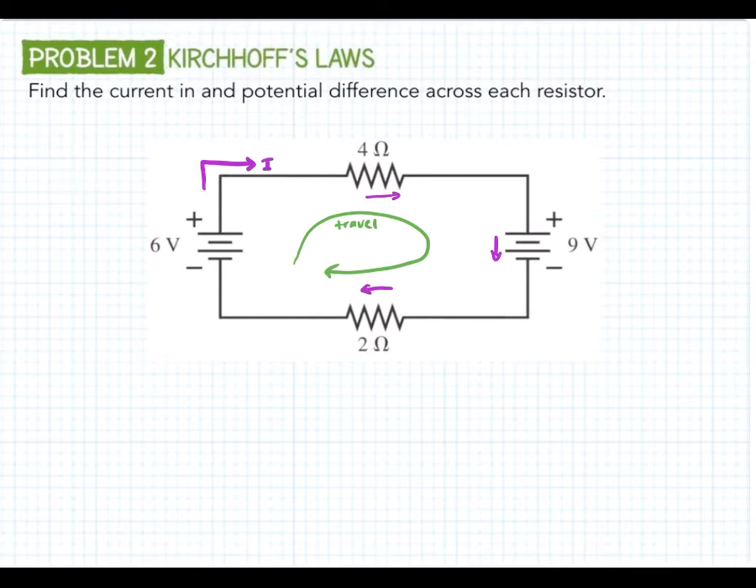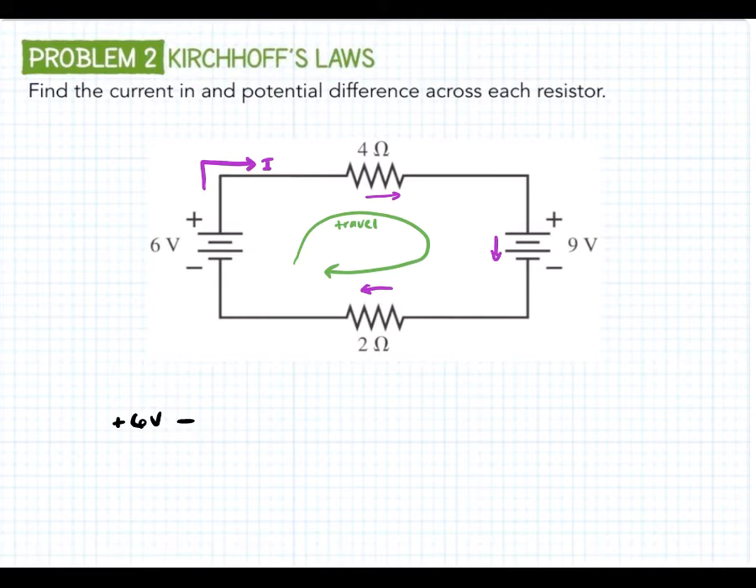And because it points upward through the battery, that gives us positive 6 volts. Okay? Then we get to our next thing, which is the resistor. The resistor, we care about both the current and the direction of travel. When these things are going the same way, we get a minus voltage. When they're going different ways, we get a plus voltage.